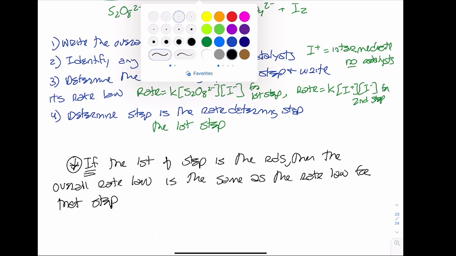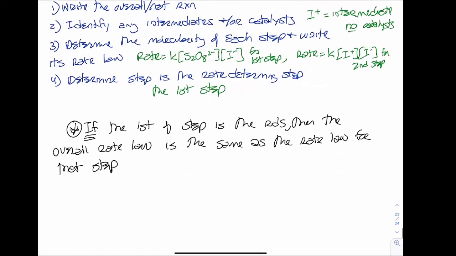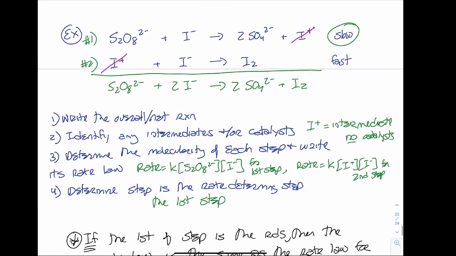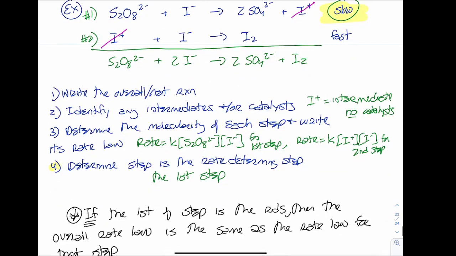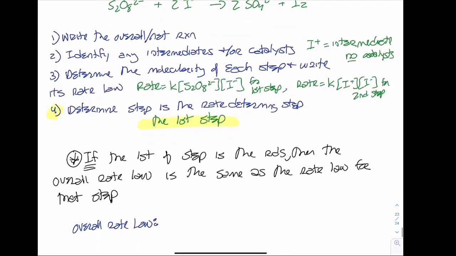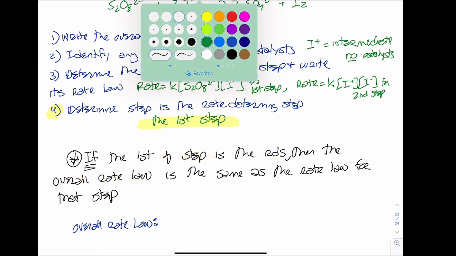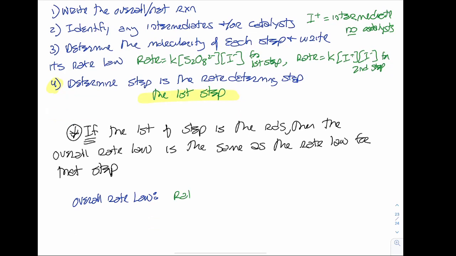So the part that I want to add is, what is my overall rate law? And my overall rate law, right, because my first step is my rate determining step, right? Determine the rate determining step, number 4 here, it's the first step. Because the first step is the rate determining step, my overall rate law is the same as the rate law for that step. So my overall rate law for this reaction is the rate law that we wrote for that first step.